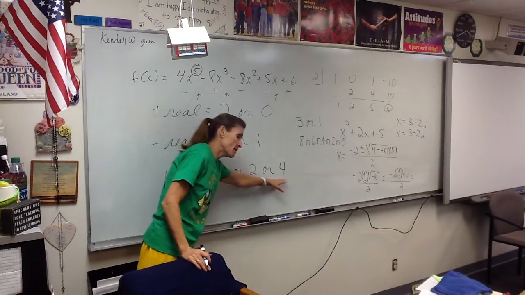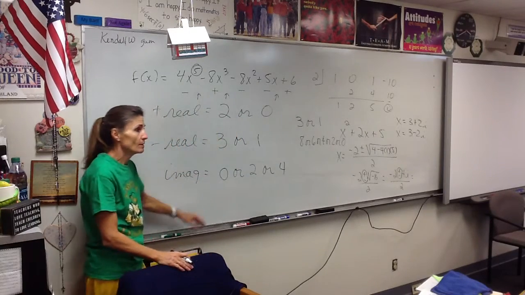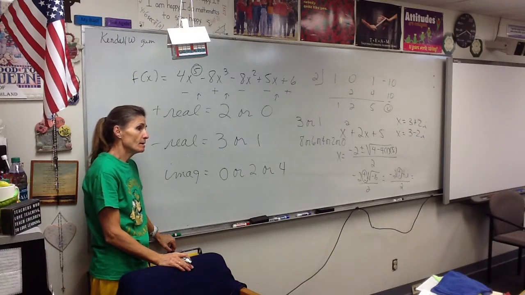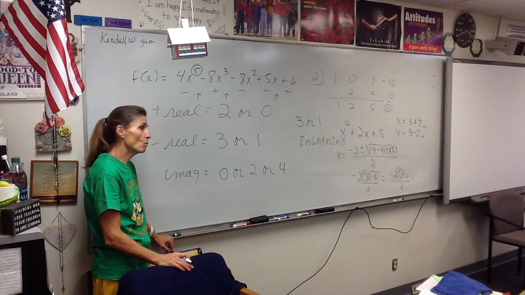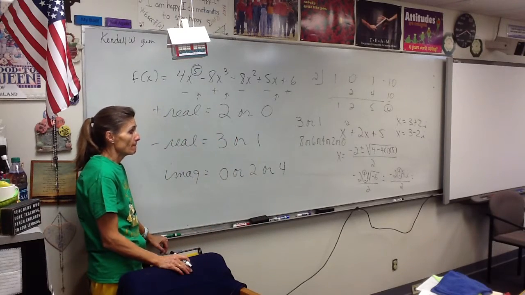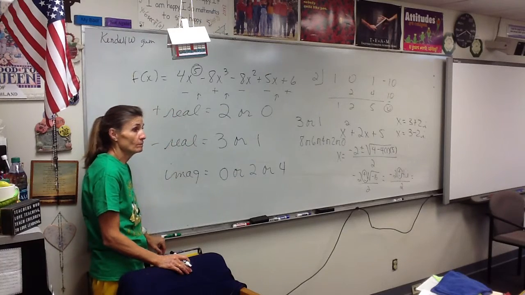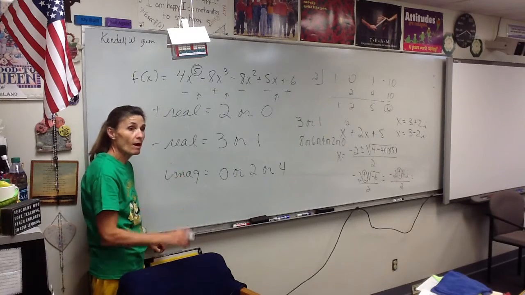What can you tell me about these numbers? When you figure them out, what kind of numbers do these have to be? They have to be even. Why do they have to be even? Because imaginary roots come in pairs. You can't have 1, you can't have 3. You have to have either 2 or 4. This is an example where it isn't very helpful. I don't do Descartes on every problem I do. I do it on the ones where it's going to help me.